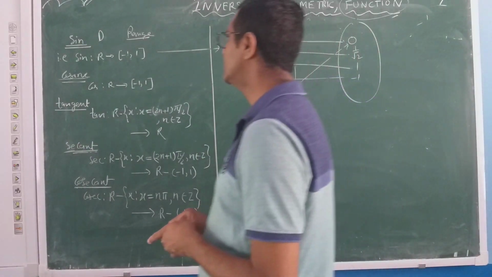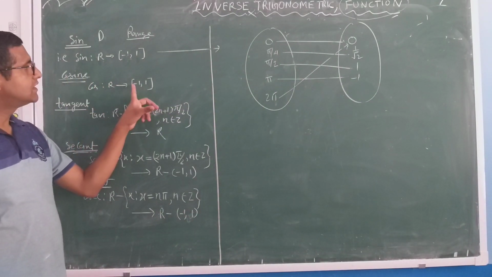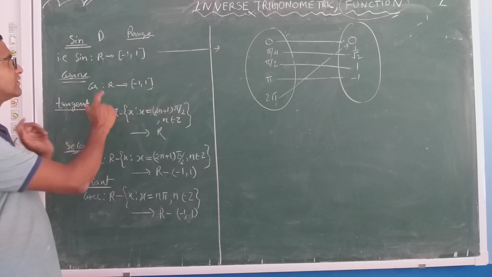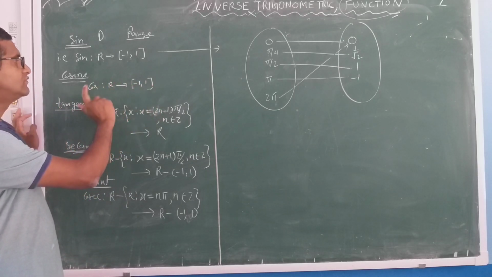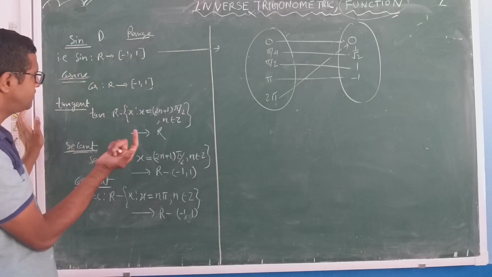Second one, same way, cosine function: the domain is all real numbers and the range is -1 to 1, a closed interval. This is also not invertible for its whole domain and range.